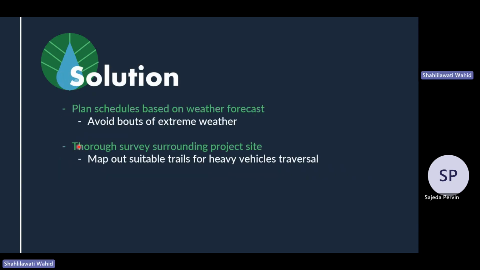We have figured out some solutions for our challenges. First of all, we would avoid extreme weather by planning the schedule based on the weather forecast. Secondly, we will map out suitable trails for the heavy vehicles by surveying the surroundings of the project site. And we have references to the project in Nepal since the land conditions are similar.